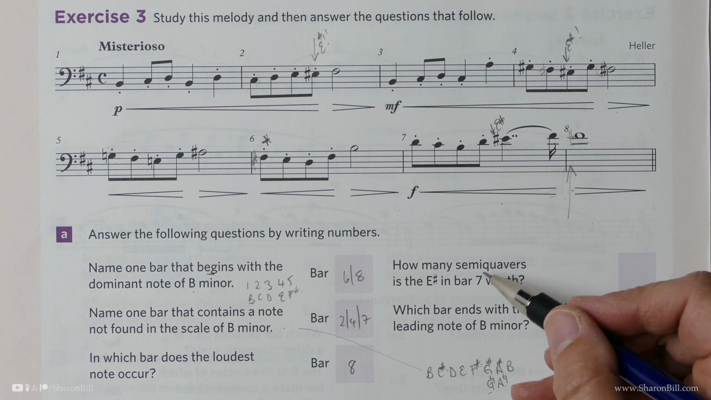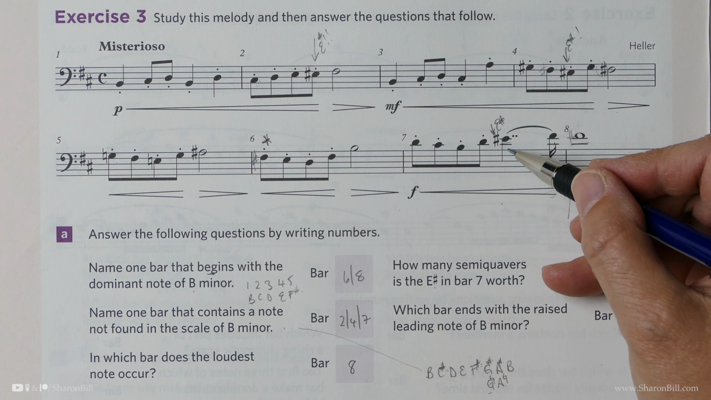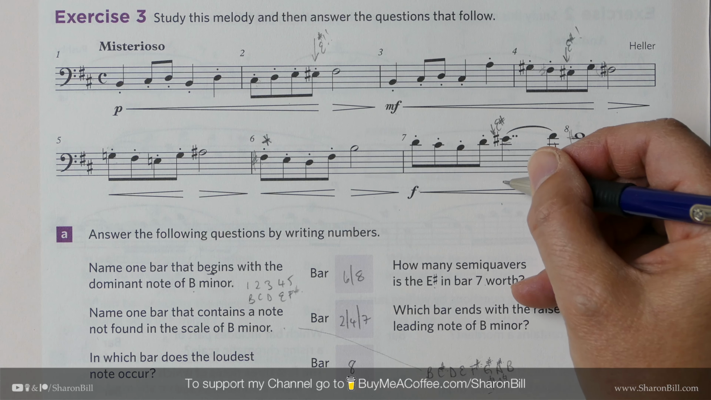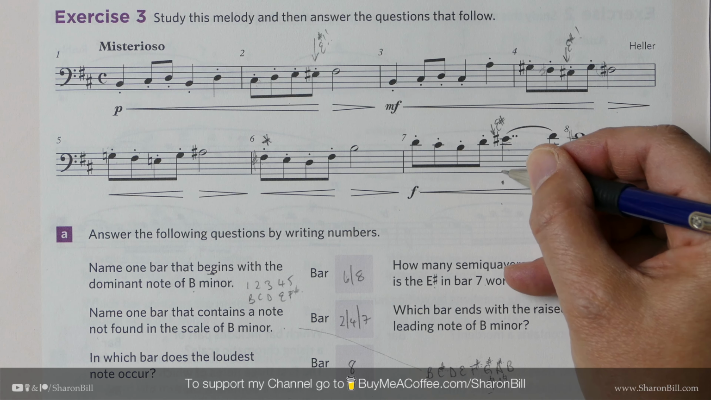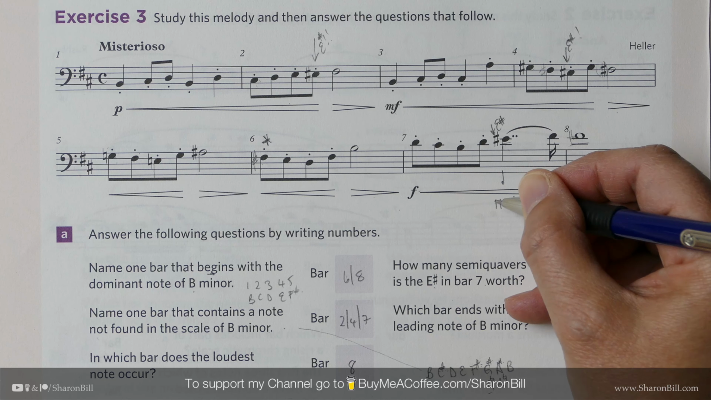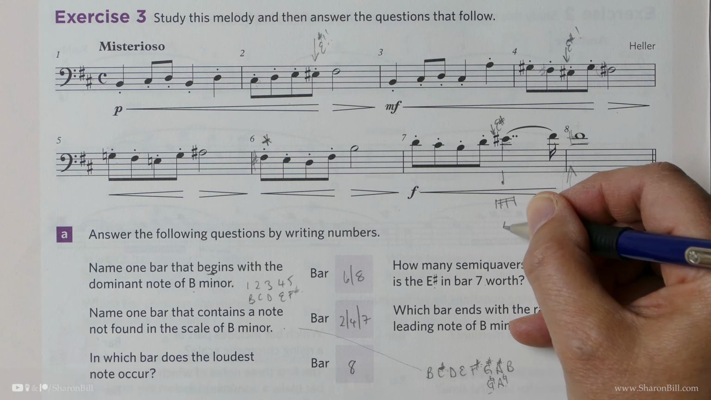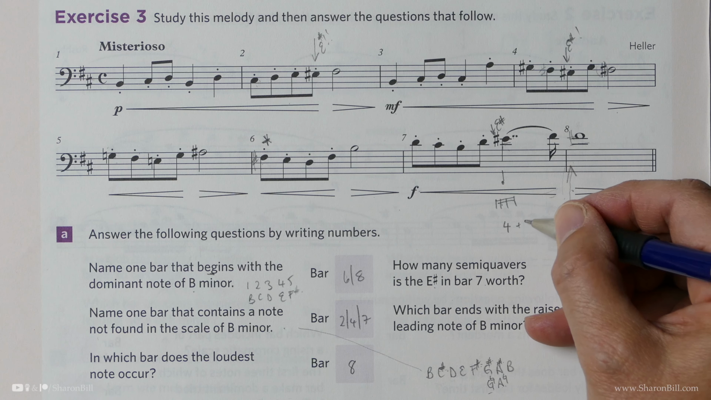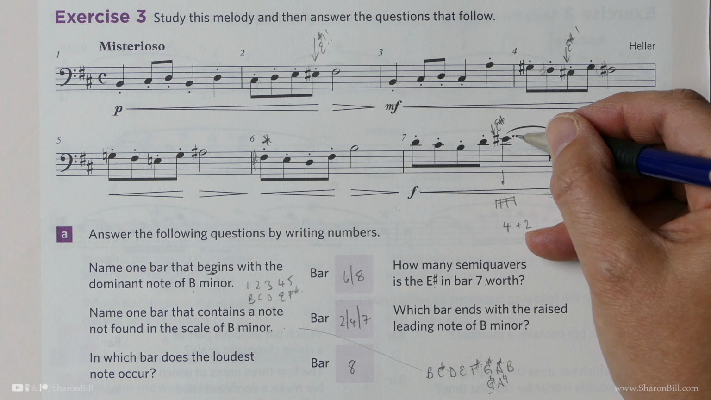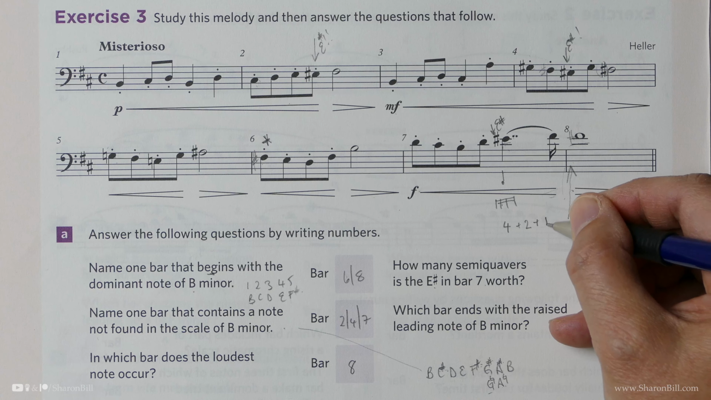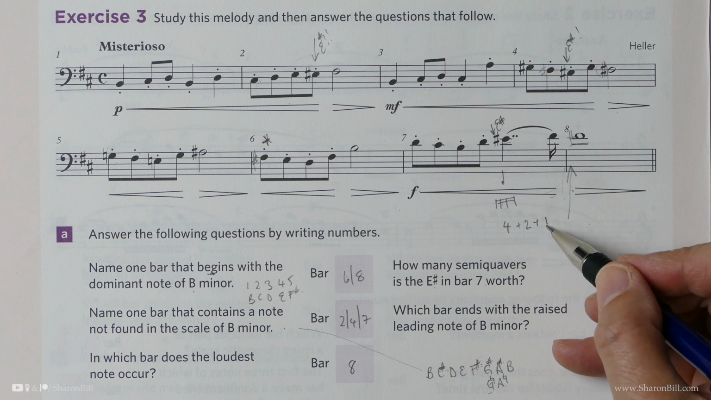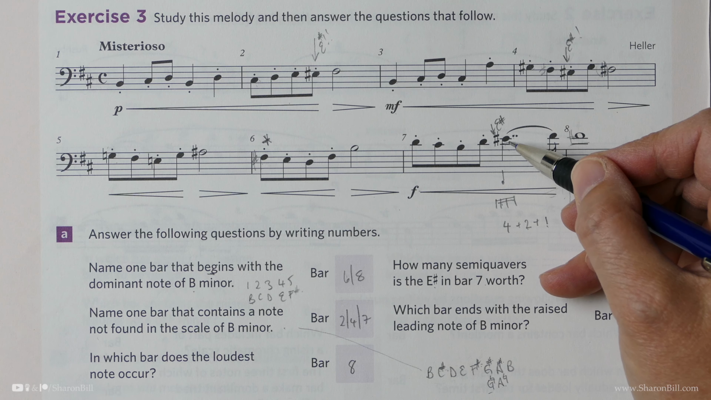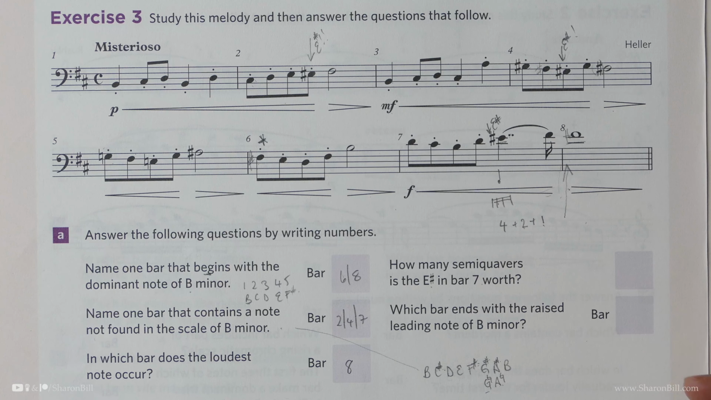How many semiquavers is the E sharp in bar 7 worth? Well, let's work that out. We know that a crotchet is worth 4 semiquavers. Then the dot is worth half as much again, so half of 4 is 2. And then the next dot is half as much again, half of 2 is 1. So 4, 5, 6, 7 semiquavers worth in this double dotted crotchet here. So that's 7.